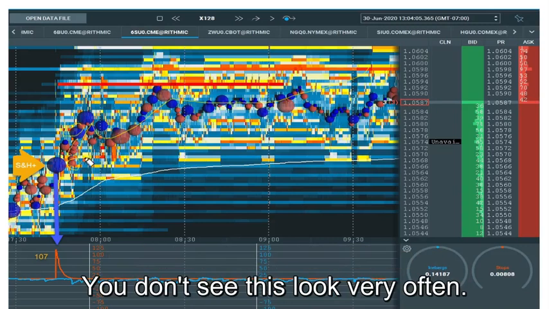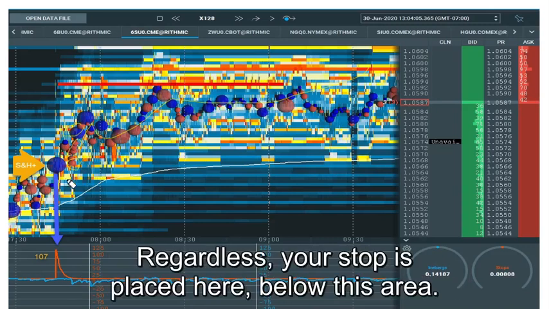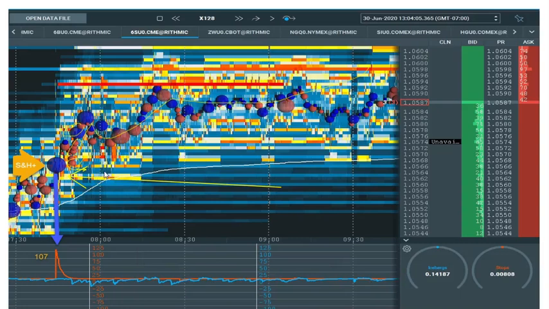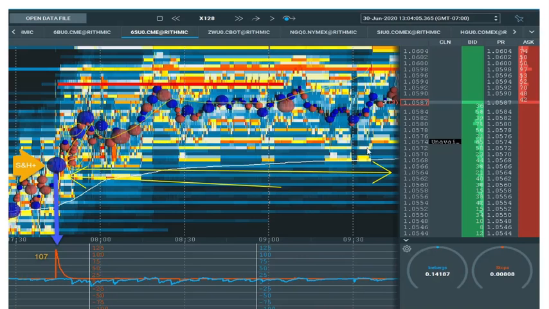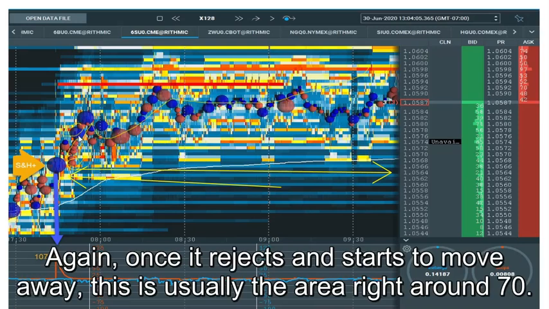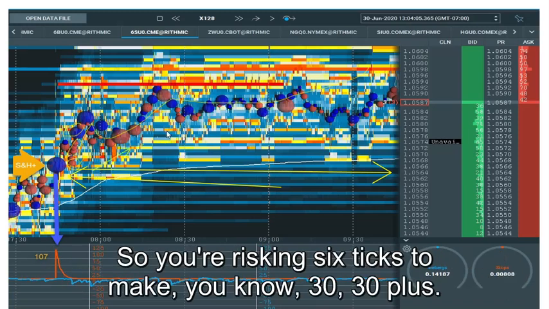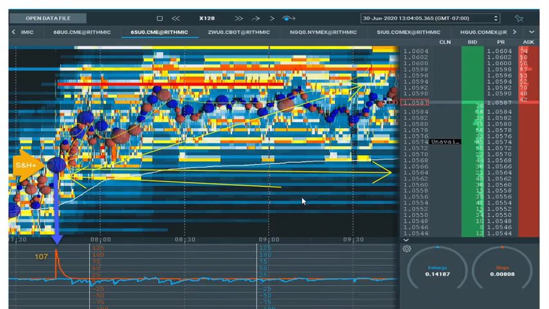You don't see this look very often. Regardless, your stop is placed here below this area, so you're risking down to around 64ish, and again, once it rejects and starts to move away, this is usually the area right around 70, so you're risking 6 ticks to make 30 plus.